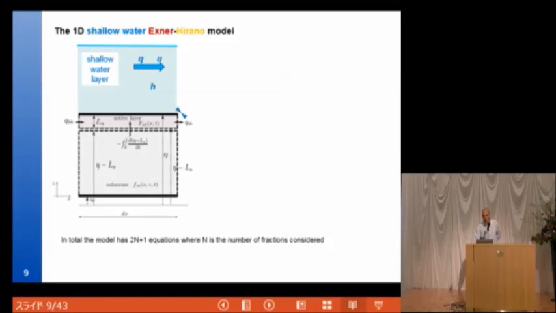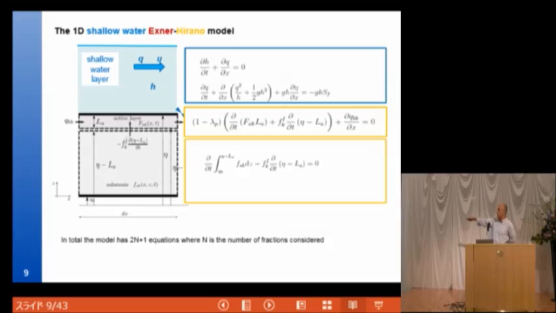Finally, you end up with many equations here: two for shallow water, one working in the active layer, and one for the substrate. Actually, these two in the yellow rectangle, so in total you have 2n+1 equations that you have to solve. N is the number of fractions that you want to use for modeling. So if n is equal to 1, you recover the Exner model.